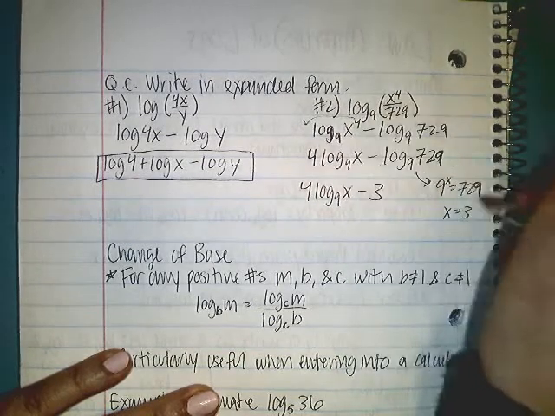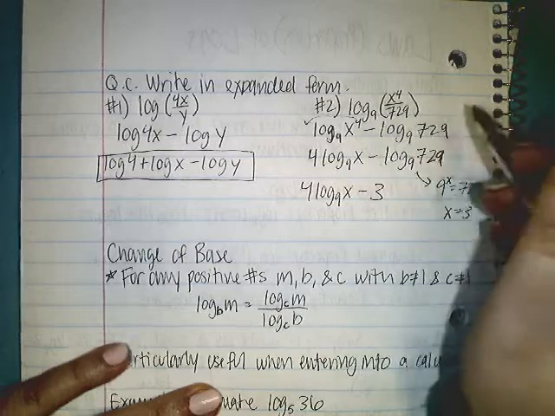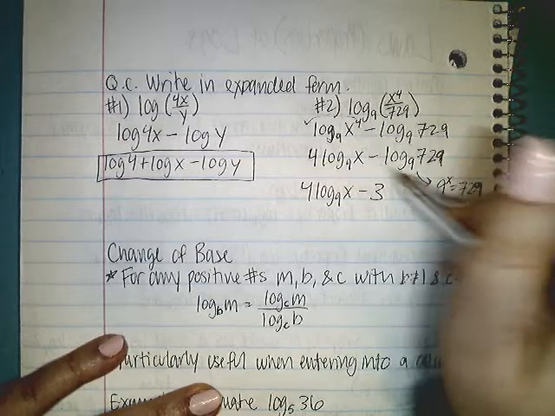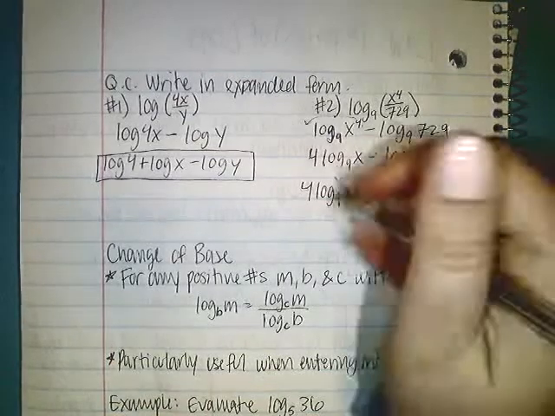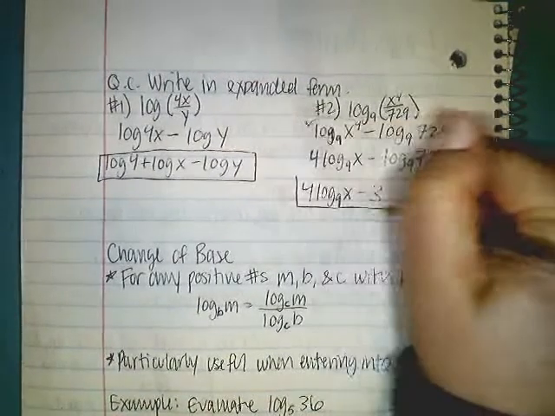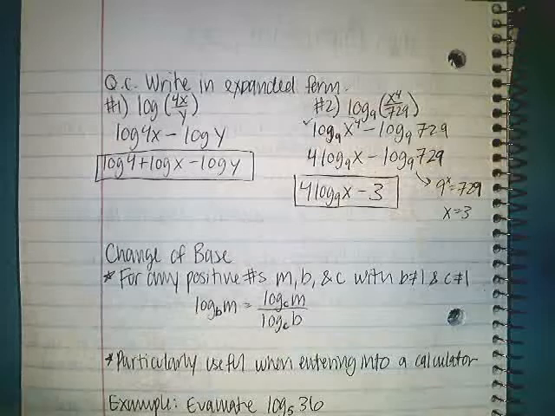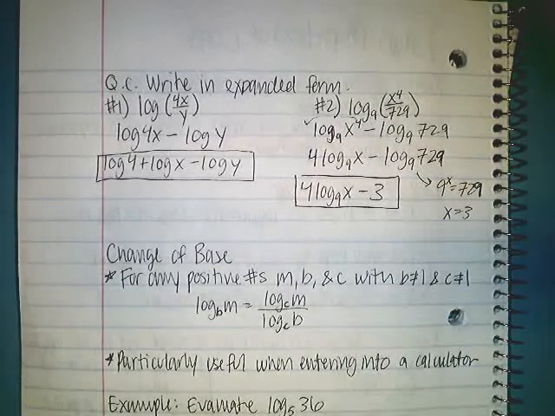So since this whole thing simplifies to 3, even though I'm trying to write expanded form, I can still replace a log with a number or a constant. So my final answer would be 4 log base 9 of x minus 3. And that would be my expanded form of this initial log.